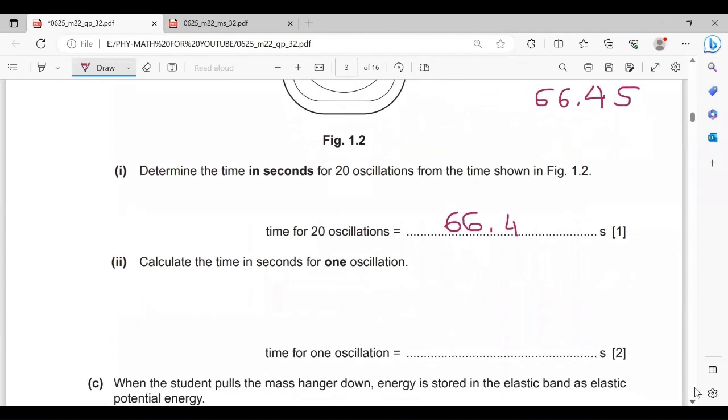Next. Calculate the time in seconds for one oscillation. If 20 oscillations take 66.4, it means for one oscillation, 66.4 over 20. How much? 3.32. So the answer here is 3.32.